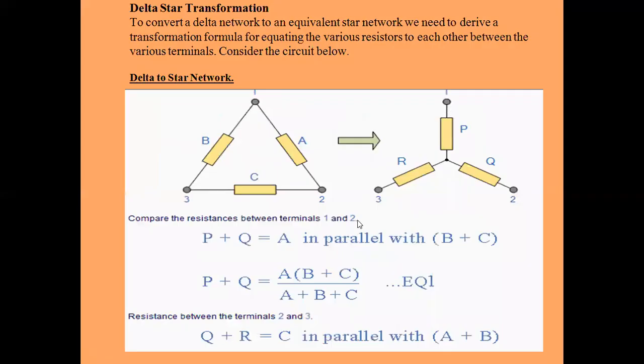Now the resistance between terminals 1 and 3. What is the resistance between 1 and 3 in this star fashion? P and R are connected in series. So P plus R, or R plus P, is the resistance between 1 and 3. In delta fashion, that is B in parallel with the series combination of A and C. So R plus P, or P plus R, is equal to B in parallel with A plus C.